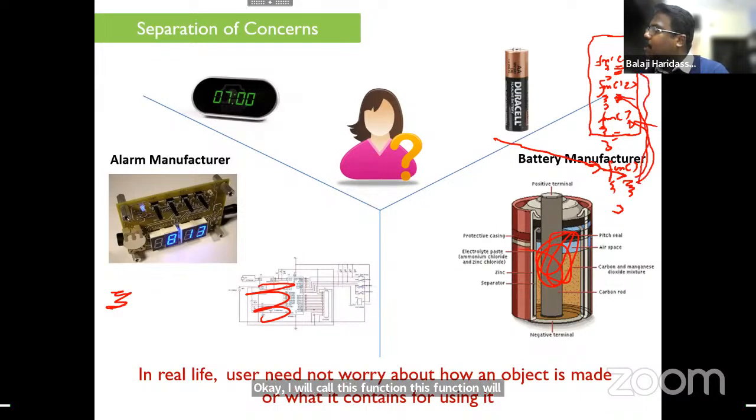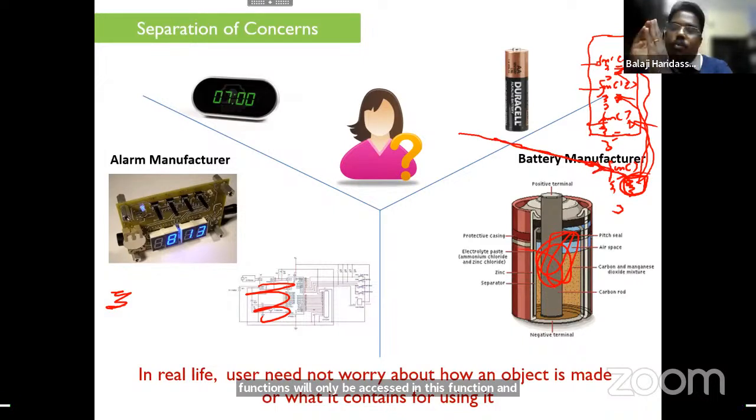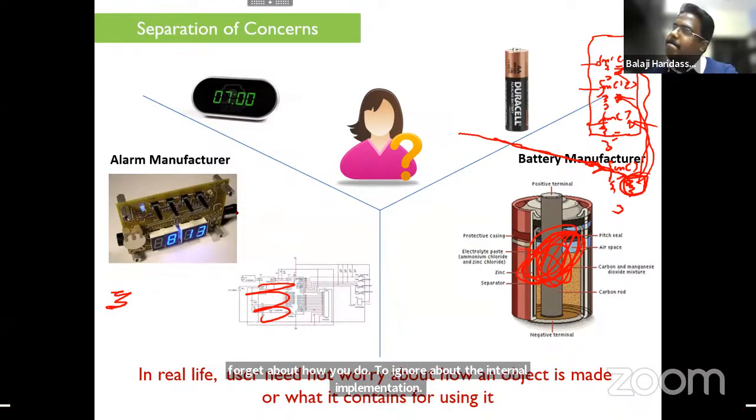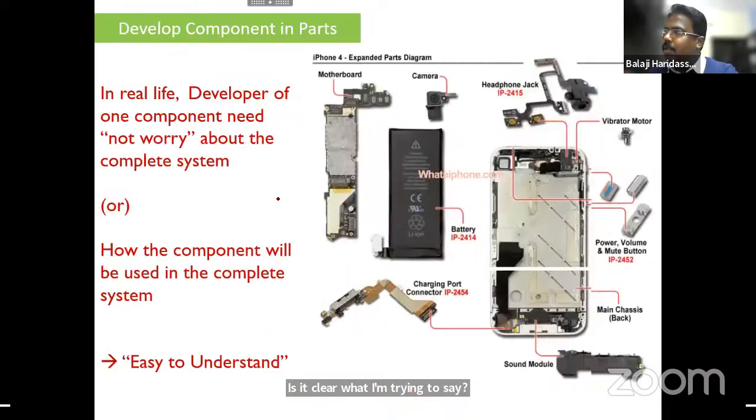Is it clear? To make the operation, I can make all these functions private. So these private functions will only be accessed in this function, and the gateway to access this class is only through this function. This is how you hide things. This is how you make others ignore the internal implementation. Is it clear what I'm trying to say? Yes, sir. Okay. Let's move on.